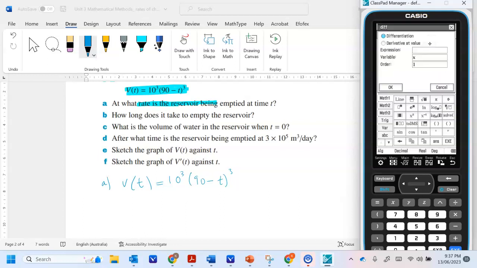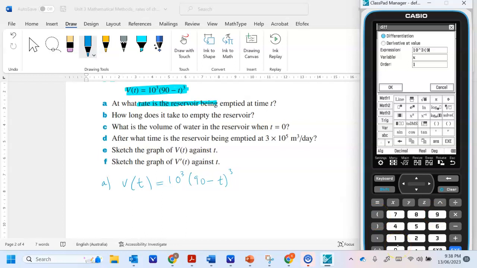Calculation, differentiation. If you want to find it at a value, which we would if we were doing instantaneous rate of change, that's stuff you've done before. It's just never been explained to you as instantaneous rate of change because we haven't done rate of change. But we just want to do differentiation. We only want to know the rate, not the instantaneous rate, not the average rate. So that's our gradient function. 10 to the power of 3, or you can write 1000.